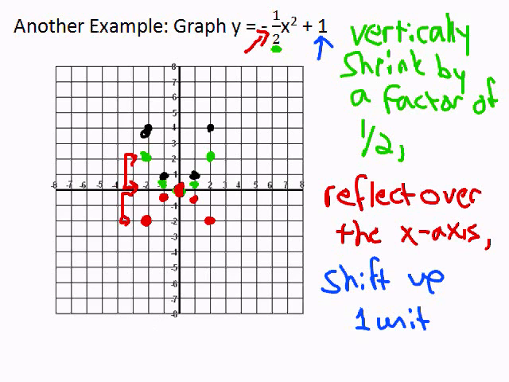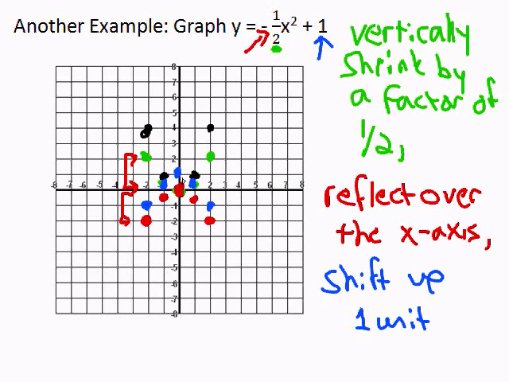Now our final transformation is we're going to shift all these points up 1 unit, and then we can finally connect our dots to give us our graph. So we take negative 2 right here, we shift it up 1. 1/2 here, we shift it up 1. 0 shifted up 1. 1/2 shifted up 1. And negative 2 shifted up 1.